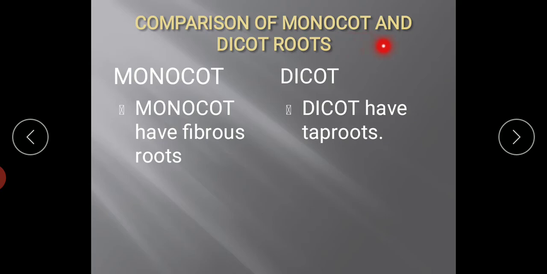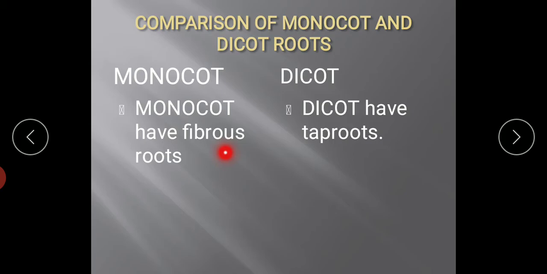Comparison of monocot and dicot roots. Monocots have fibrous roots. Dicots have taproots. The basic difference between the fibrous root and taproot is that fibrous roots grow on the surface. They just hold the upper layers of the soil, and they grow from all the sides. They give branches from all the sides.